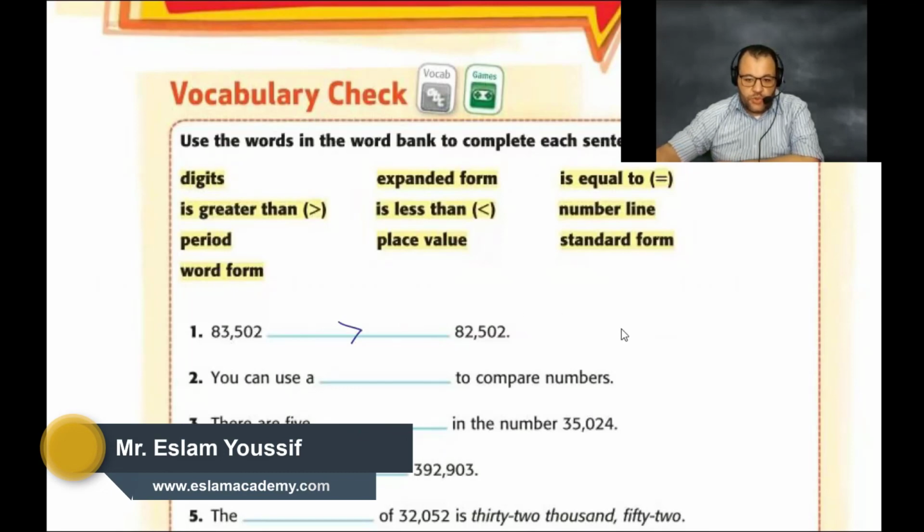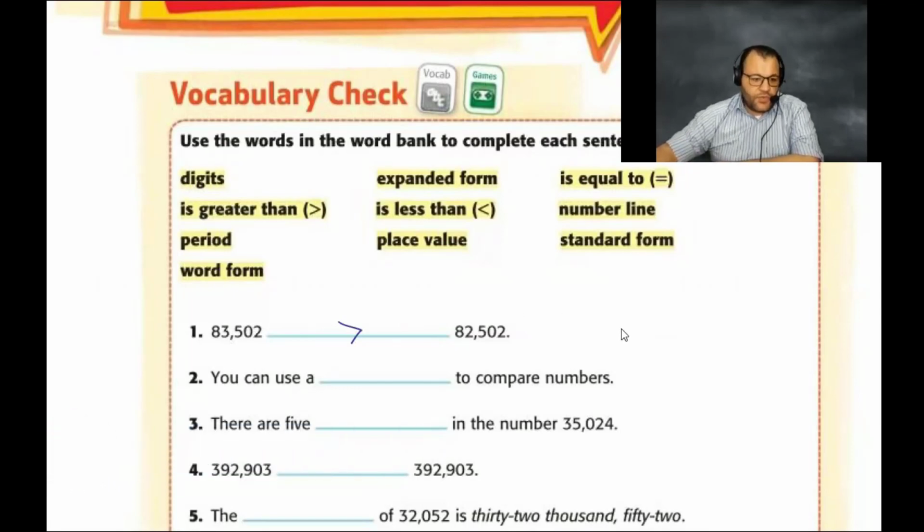Who can solve number two with me? Yusuf Usama? Number two. You can use what to compare the numbers? I think it is word form. Sorry? Word form. Teacher, sorry? I say it is a... Well, I can't hear you. Standard form. We can use standard form to compare numbers.